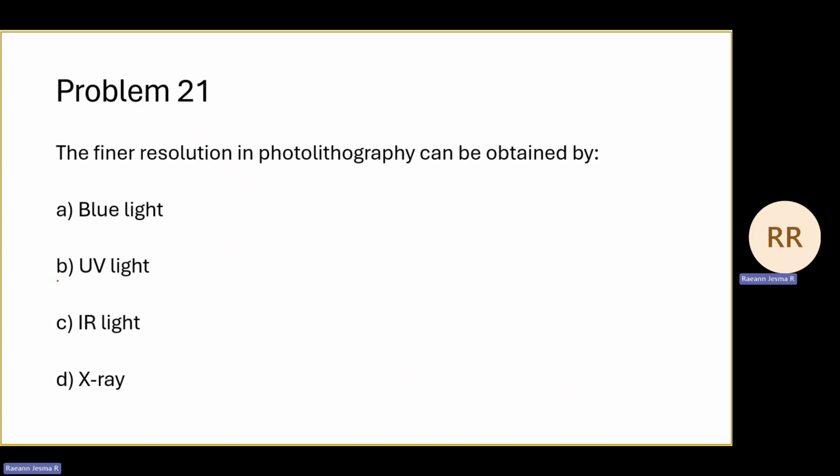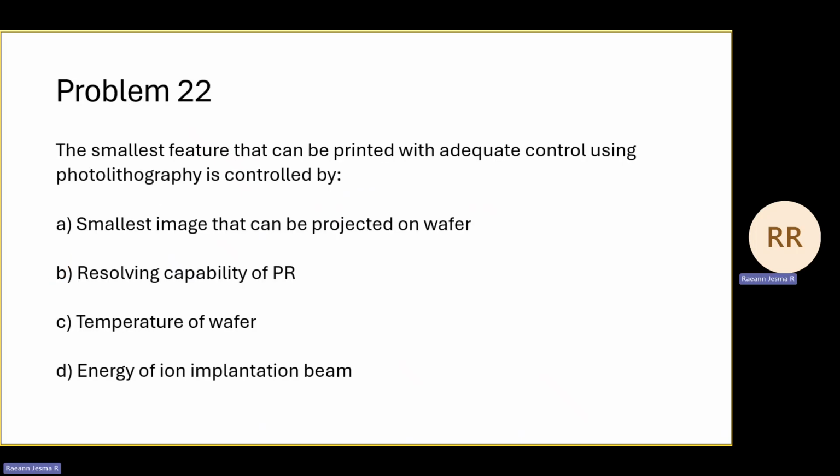So the correct answer is UV light for this question. Next, we'll move on to the next problem. Problem 22. The smallest feature that can be printed with adequate control using photolithography is controlled by.